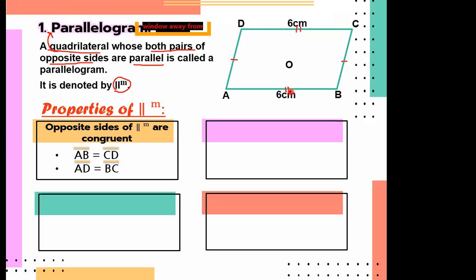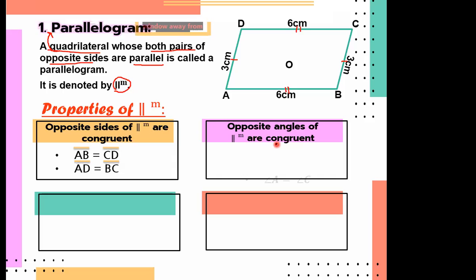Similarly, the second pair of opposite sides is this one, BC. If BC is equal to 3 centimeters, then the opposite side of this one will be AD, so this will also be equal to 3 centimeters. Okay, so the opposite sides of a parallelogram are congruent. The second property is this: opposite angles of a parallelogram are congruent.